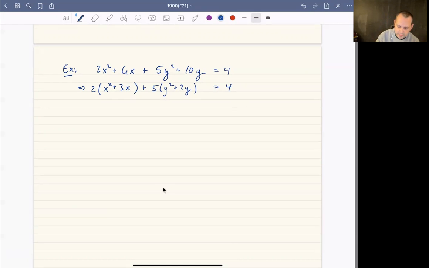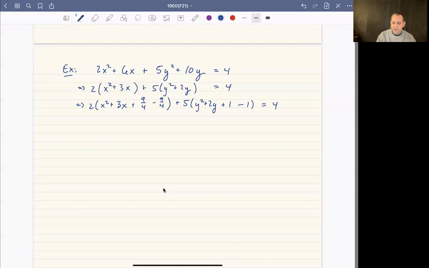I think that's easier. And so what I mean by that is I want to figure out what do we have to add to x squared plus 3x to make it a square. And so what you do is you take half of 3, which is 3 halves, and then you square it. You end up with 9/4. And of course, I can't just add 9/4 to one side of the equation. I have to add it to the other, or I have to also subtract it from the same side. And I like the subtracting method a little better. Likewise, for the y terms, we have y squared plus 2y plus 1 minus 1.